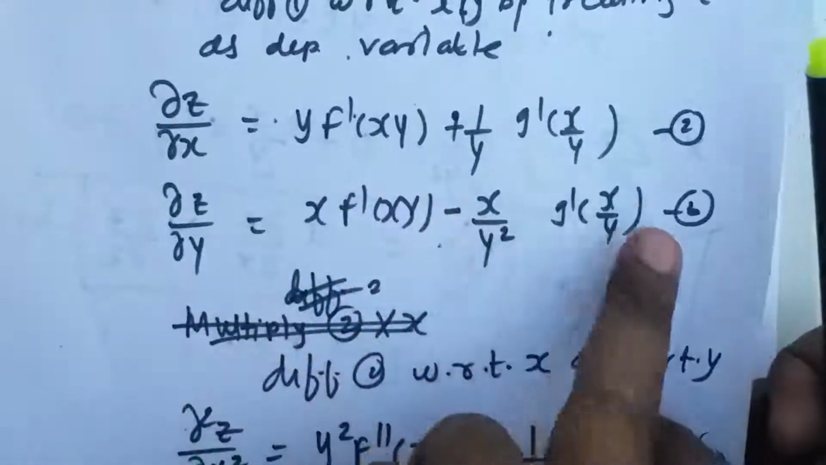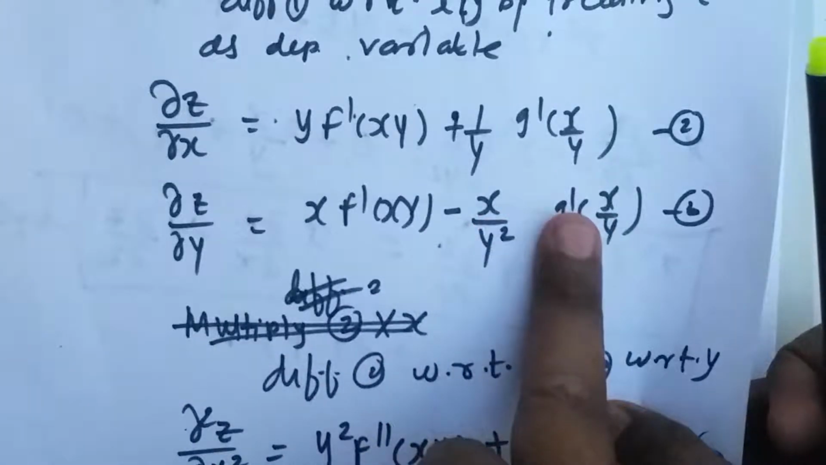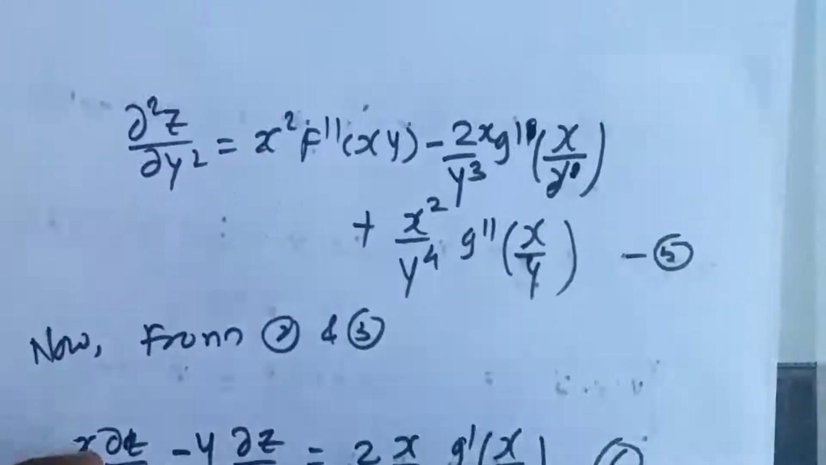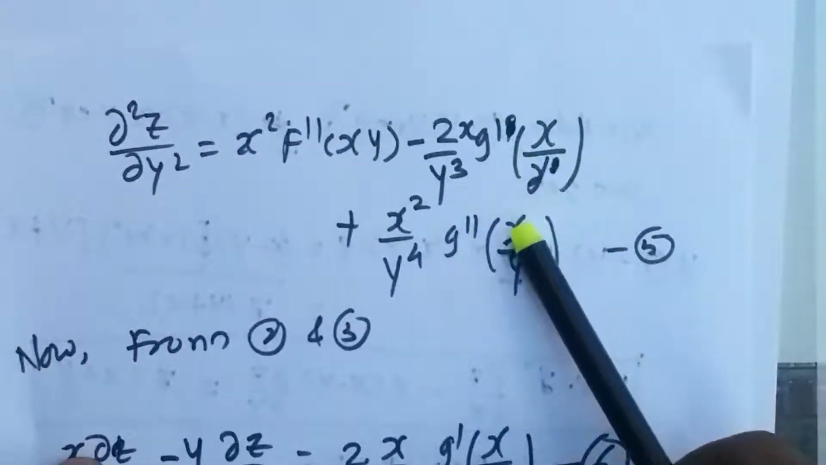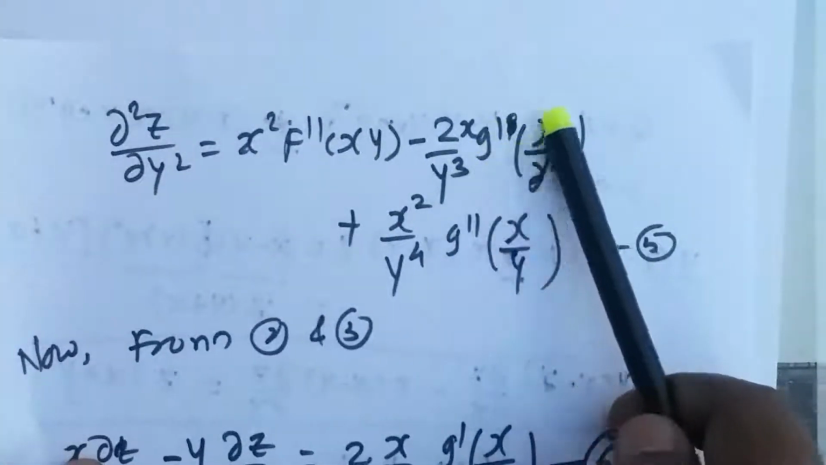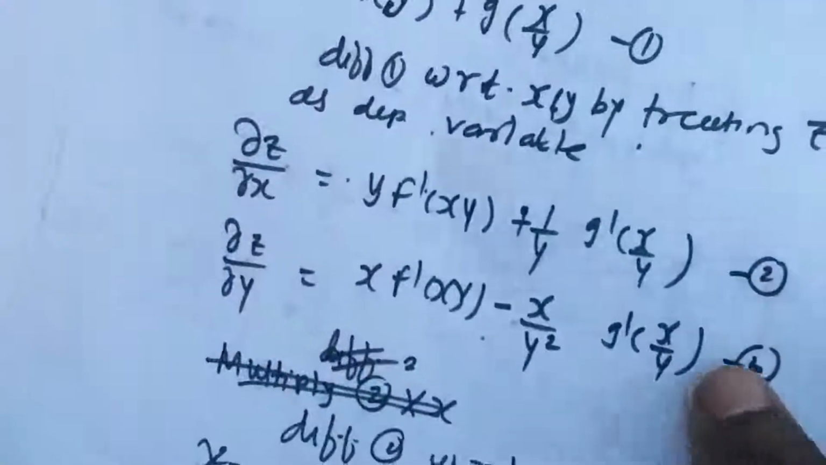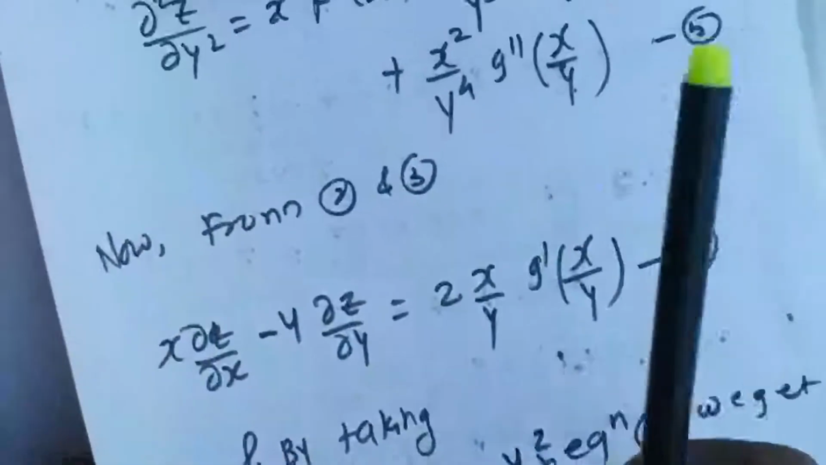But here we have two terms, both having functions of y. So the u into v rule we need to use. After applying that u into v rule, we'll get this as the derivative. Okay. So first I have kept g dash of x by y as it is, then I have kept x by minus x by y square as it is. So after that we'll get this step.